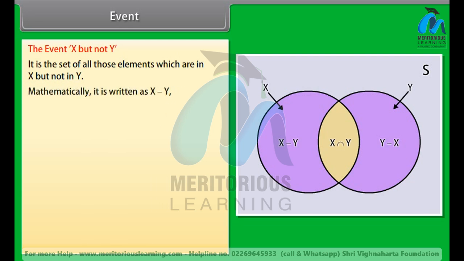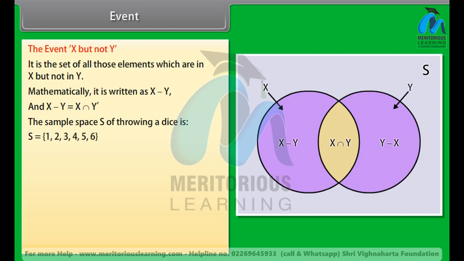Mathematically, it is written as X minus Y. And X minus Y is equal to X intersection Y dash. To understand it, let's take an example. The sample space S of throwing a dice is S = {1, 2, 3, 4, 5, 6}. Now let event X be the event multiple of 3. X = {3, 6}.